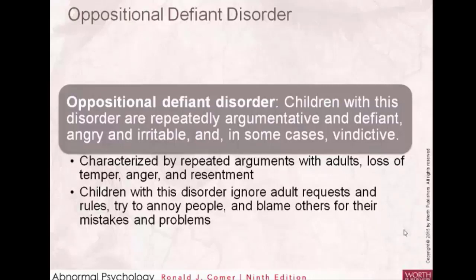Children who have oppositional defiant disorder are children who are not obedient to their parents. They argue, and not just with parents, but also with really any authority figure. Defiant, angry, irritable. These may be children who purposefully annoy other people. They just enjoy getting under other people's skin. Maybe they try to get other people in trouble, and they enjoy doing this.